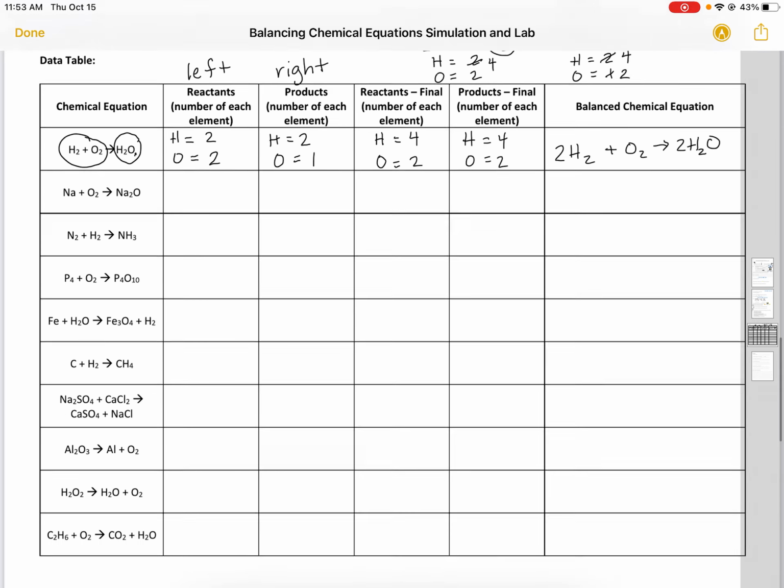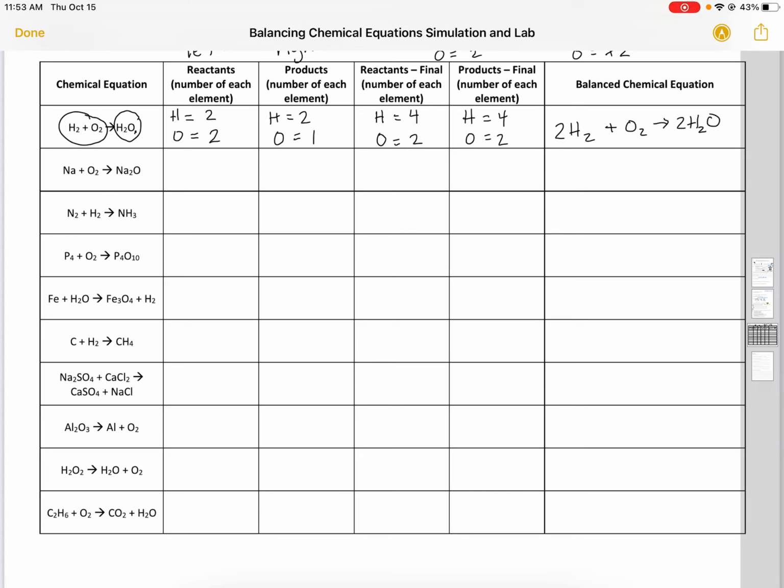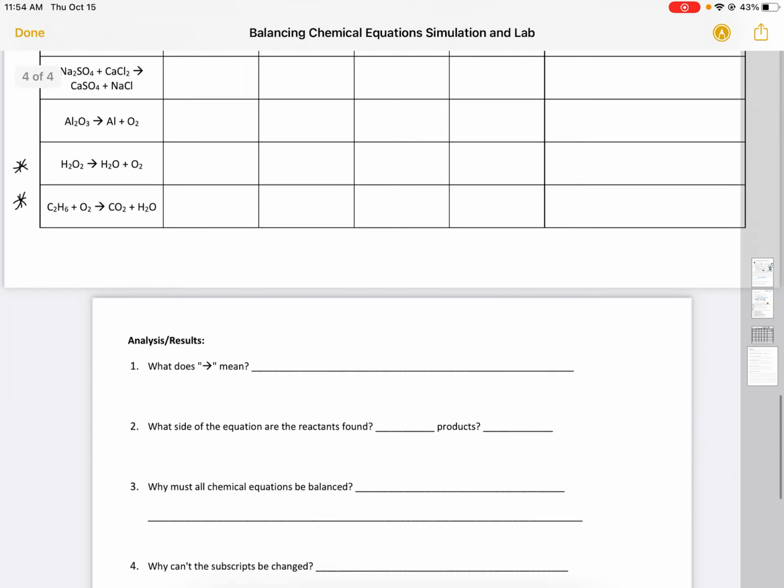Okay, so you're going to go through and do this for all of those equations that we have. I think you have 9 more to do by yourself. These last 2, I'm telling you now, are tricky. If you ever get to a point where you're a little bit stuck and you can't figure out how to balance it, my recommendation is to put a 2 in front of something, specifically the very first compound. So if you get stuck, put a 2 in front of H2O2 and put a 2 in front of C2H6. That's a really good way to get unstuck, okay?